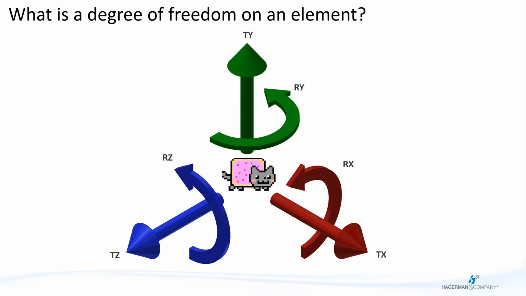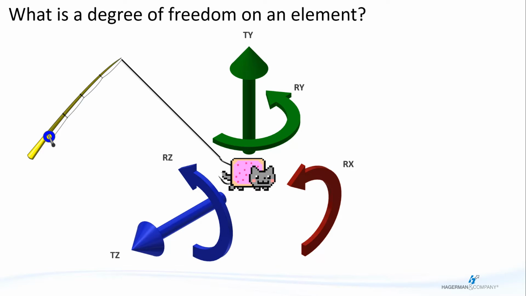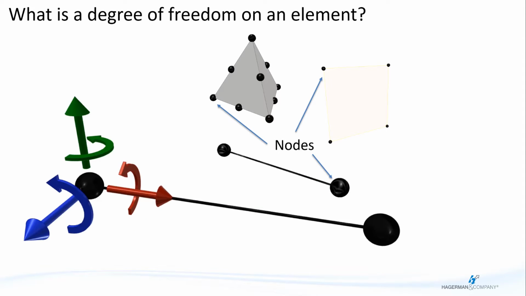3 translations, 3 rotations. If we were to constrain an object from moving in any way, it could be said that we are removing degrees of freedom. In FEA elements, the degrees of freedom are controlled at the corner nodes. The nodes are the black spheres in my little models. I've exaggerated them for visual clarity.